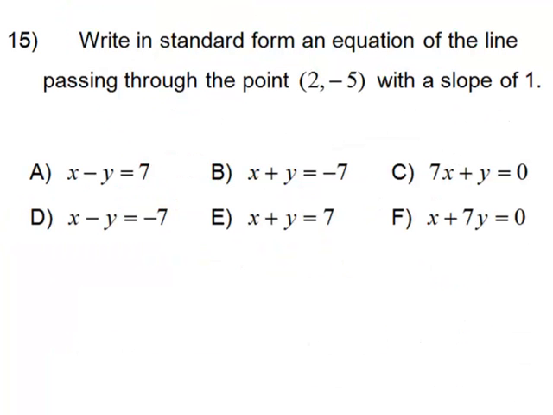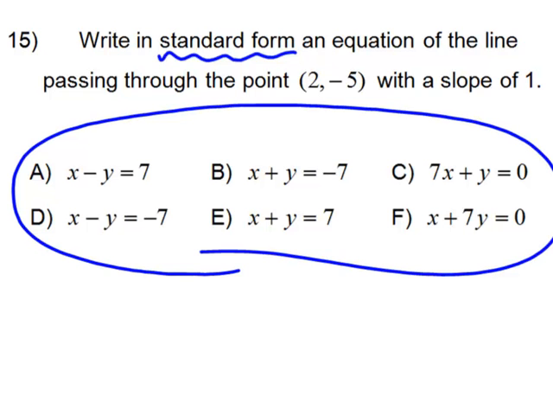Number 15. We are asked to write in standard form an equation of the line passing through this given point and with this given slope. Even if you don't exactly remember what standard form means, you can look at your answer choices and get a sense of, oh, okay, it looks like the x and the y are on the left side, and any constant is over on the right side of each equation.